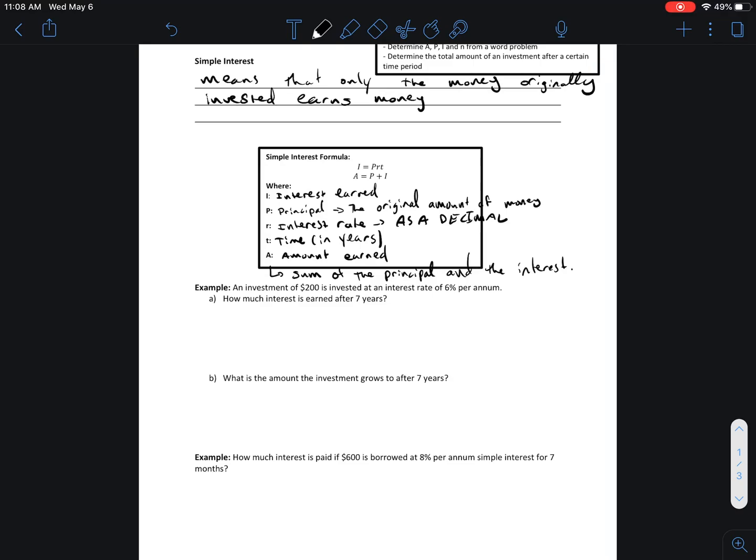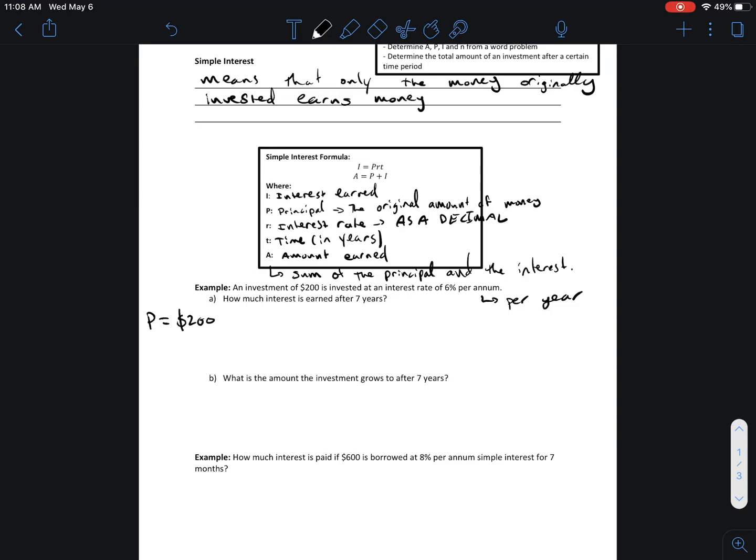Let's take a look at this very basic simple interest question. Again, like exponentials, as I showed you before, I'm going to write down on the left side all the things that I know and the things that I don't know. So let's take a look at the question. An investment of $200. That sounds like I have $200 and I'm going to invest it, so it sounds like the principal. So the principal is going to be $200. And it's invested at an interest rate of 6% per annum.